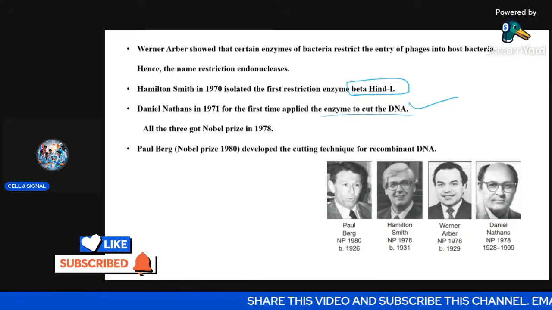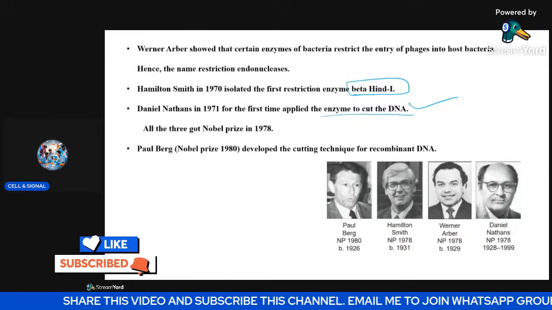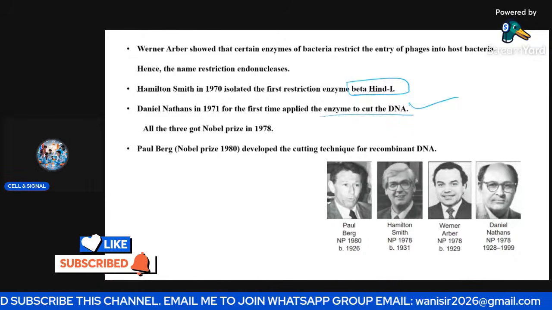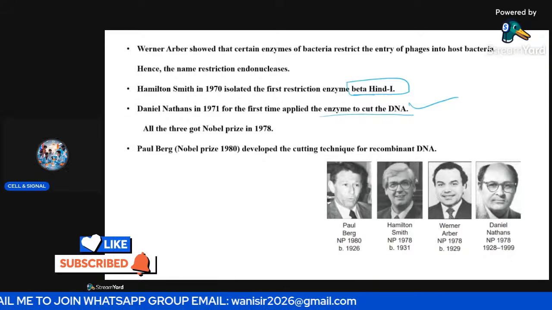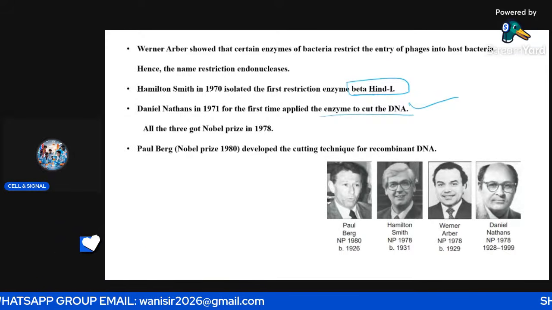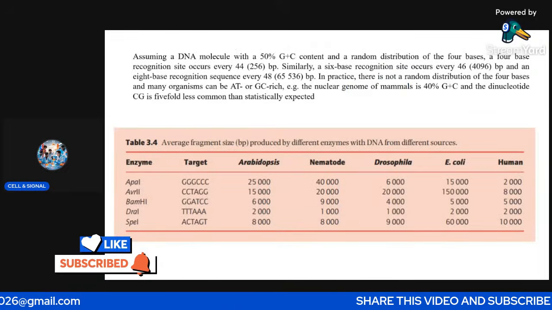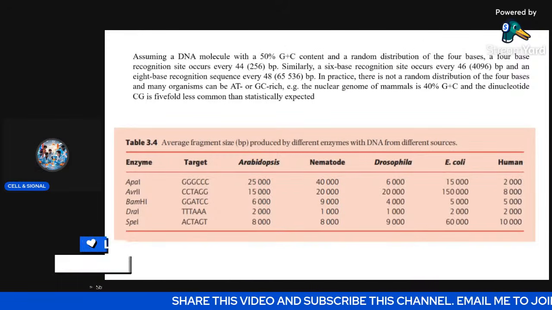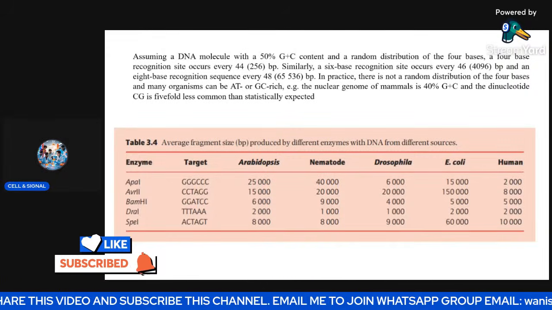So you have to remember the role of Hamilton Smith. He first isolated the enzyme HindII in 1970, and Daniel Nathans was the first to apply the enzymes to cut the DNA, and all three got the Nobel Prize in 1978.